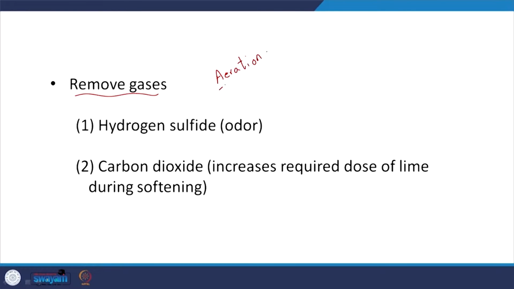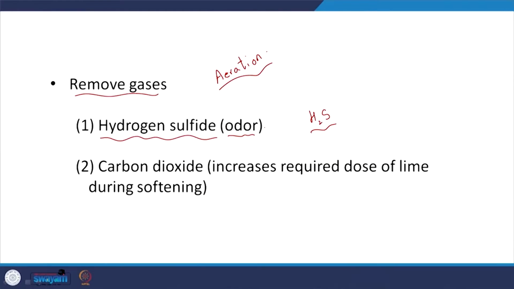Aeration here involves a change in phase. Hydrogen sulfide, H2S, is a strong reducing agent. It's corrosive too, and more importantly, even at very low concentration, it gives out considerable odor, like a rotten egg smell. So depending on your source, you might have to remove hydrogen sulfide. But rarely do we come across this in the context of water treatment, but that's something I wanted to point out.